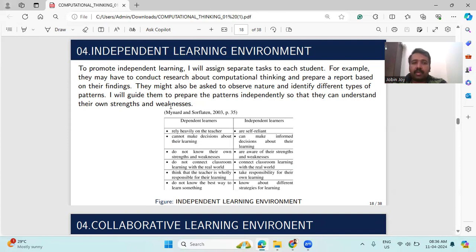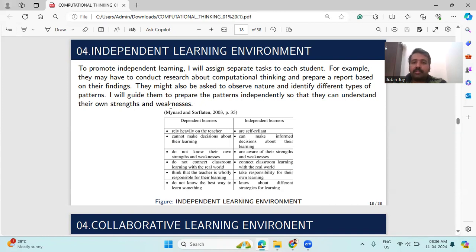For example, they may have to conduct research and submit a comprehensive report to the instructor. Okay, so they have to do some research about computational activity. It's again promoting independent learning. Okay, in the independent learning environment, they are preparing their own document without any discussion, without any sharing. So they are doing their job independently.